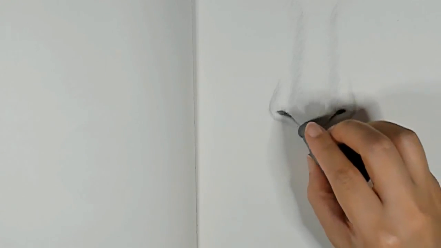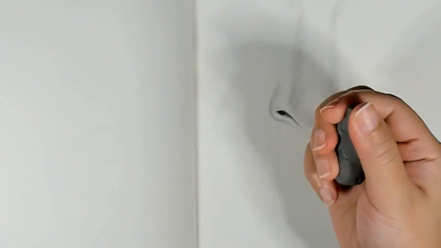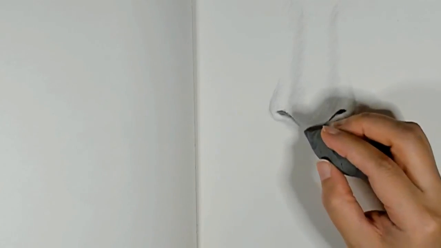So this is how you do the frontal, and you can even soften the edge if you feel like it's too harsh. You can just use the tip of your kneaded eraser and just do little corrections like that and just go over the parts again. So I really recommend that you get yourself a kneaded eraser. Okay, so next let's do a nose from the side.